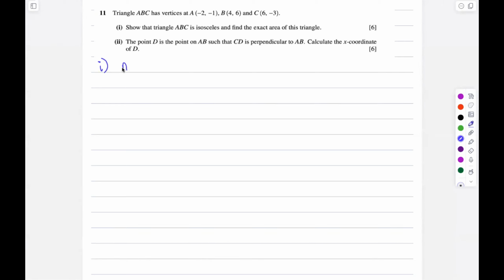Applying the distance formula, the length of AB will be equal to the square root of (x2 minus x1) squared, so we can take it as 6 minus -1. So that will become 7 squared plus (4 minus -2) squared, which is 6 squared. So this will become the square root of 49 plus 36, which is the square root of 85.